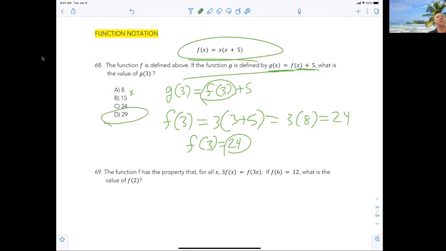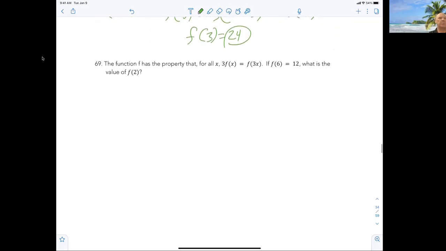Listen to me. Again, I tell everybody, functional notation looks complicated. It's not. All right. Everybody okay with that? All right. Now the next one, listen to me. It's kind of tricky. All right, so let's see if I can explain it.